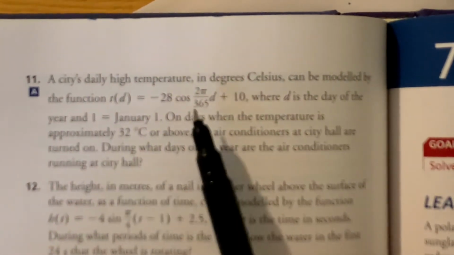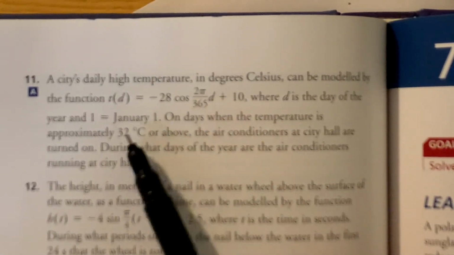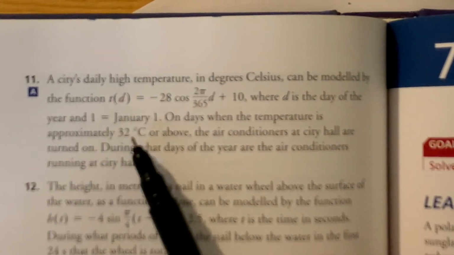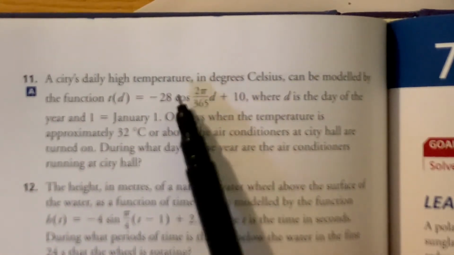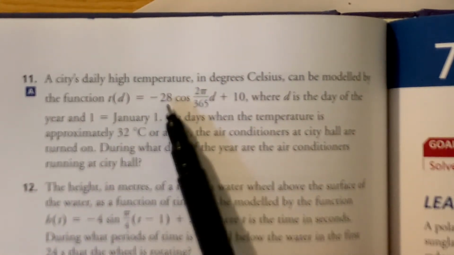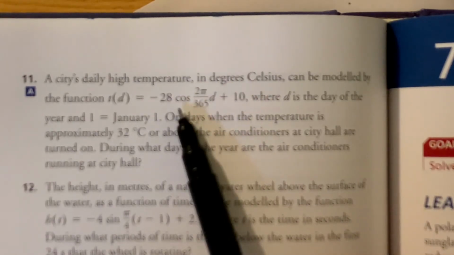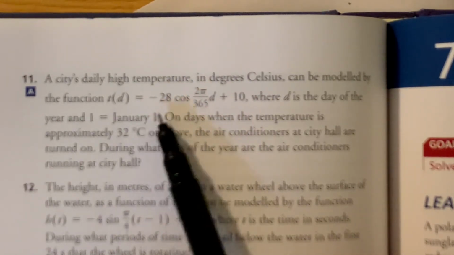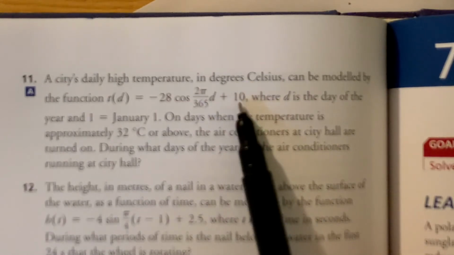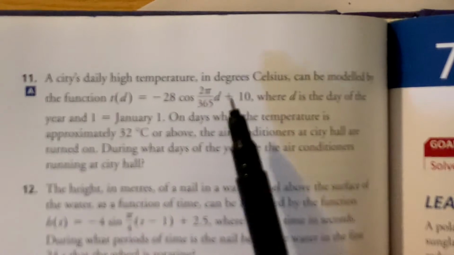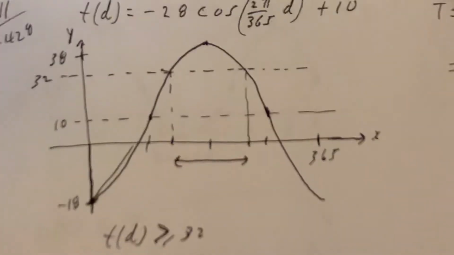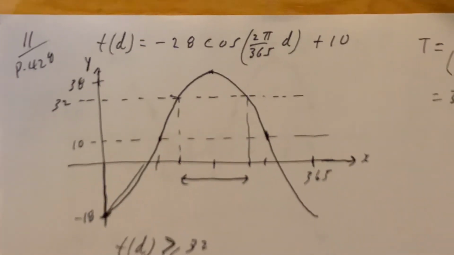So you've got to take this and look at when the temperatures are going to be 32 degrees or above. So we want to graph this. We know that the amplitude is 28. It's a cosine that starts from the bottom, because January is coldest. Shift it up 10. And we're going to use this to figure out the period of it. So let's go back to the question here.